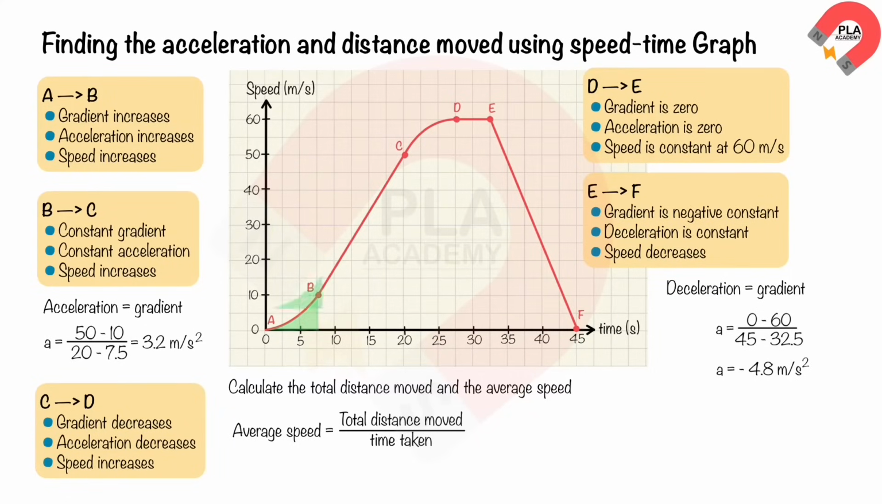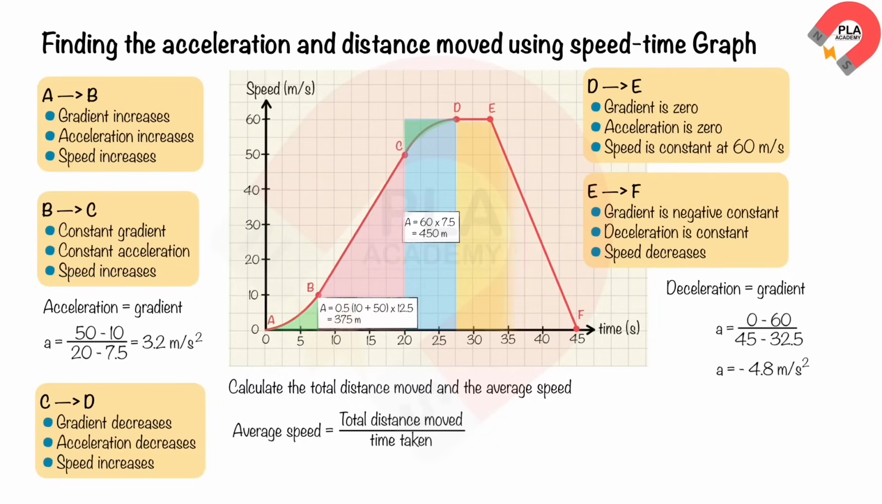The area under between A to B is approximately equal to the area here. So we combine the area under graph between A to B with the area under between C to D as a rectangle. The area of this rectangle is equal to 60 times 7.5 is equal to 450 meters. Area under graph between B to C forms a trapezium shape. So it is equal to 0.5 times sum of 10 and 50 times 12.5 is equal to 375 meters.